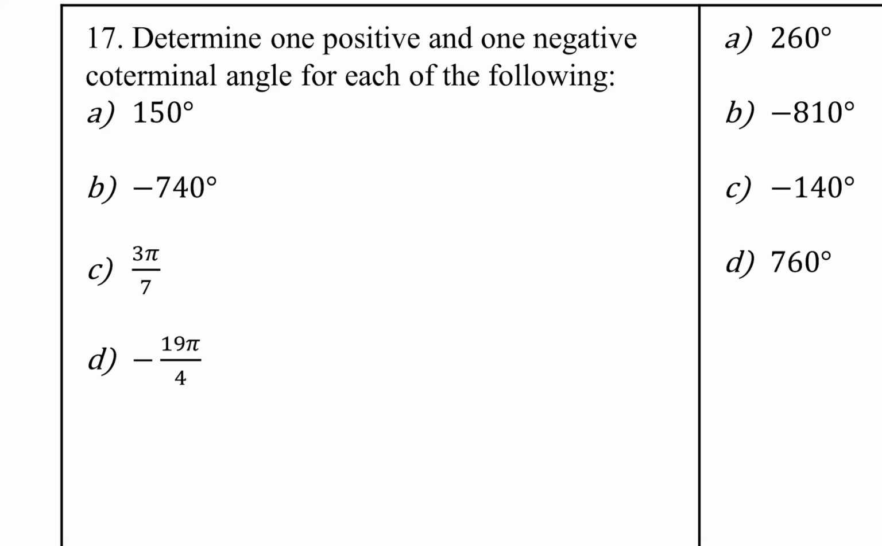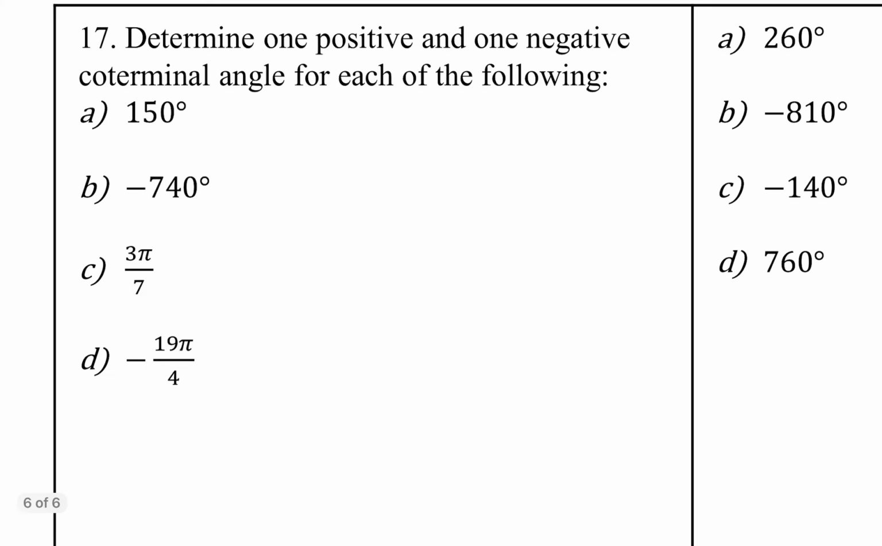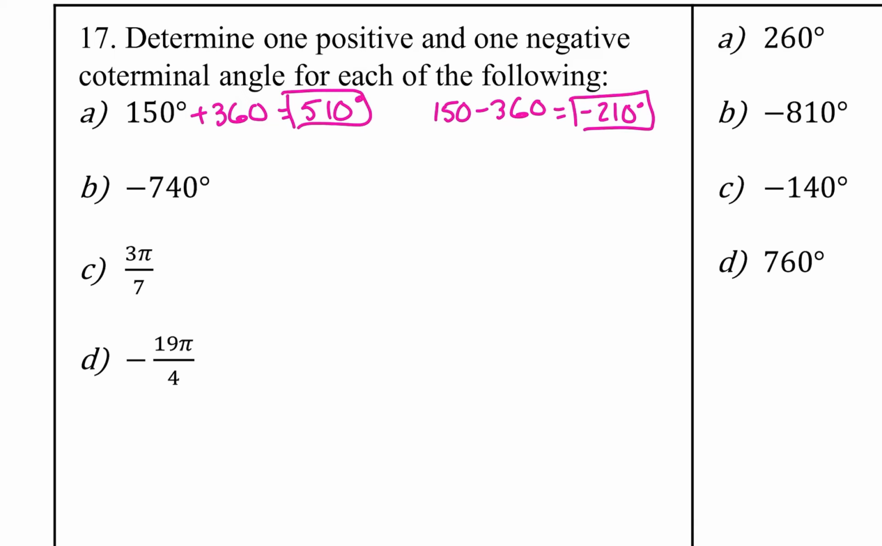So in order to determine one positive and one negative, remember it's always about adding or subtracting one full rotation, which in terms of degrees is adding or subtracting 360. So all we're going to do here is take 150 and add 360 to it. And if I do that, I get 510 degrees. And then we'll do the same thing, take 150, but subtract 360 this time. And when I do that, I get negative 210 degrees. So there's one positive and one negative.